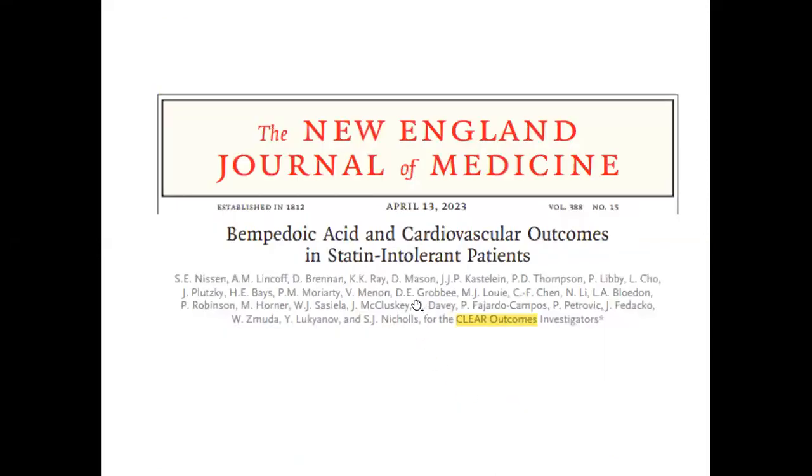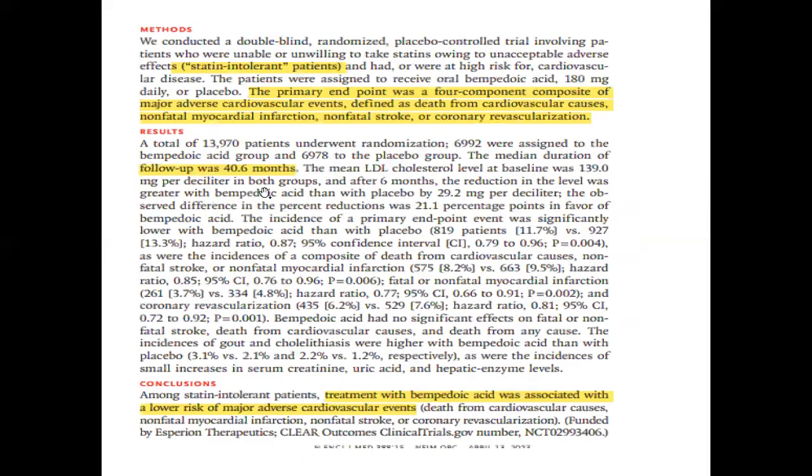So this is a new study which has been done recently, the Clear Outcomes trial. This was basically done to see the cardiovascular outcomes. It was done in statin-intolerant patients, those who are not able to tolerate statins. In those patients, they gave only bempedoic acid for dyslipidemia, with around 40 months of follow-up. The primary outcome was major adverse cardiovascular event reduction, and it was found that treatment with bempedoic acid was associated with a lower risk of major adverse cardiovascular events when compared to placebo.